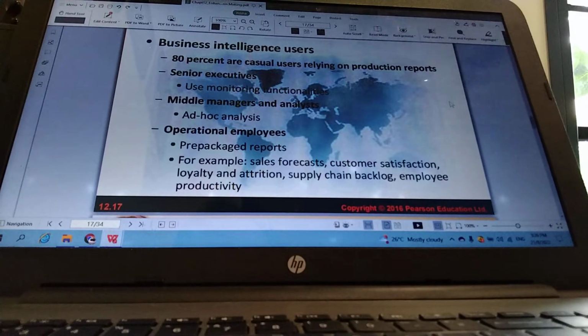where they have so-called pre-packaged reports, customized reports or pre-prepared reports for their routine jobs or daily tasks, what to do next. Also can be part of the SOP, best practices, and so on. Some of the examples given are sales forecast report, customer satisfaction report, loyalty and attrition, supply chain backlog, employee productivity, and so on. Some of these are pretty standard reports which can be generated from the BI system for business purposes.